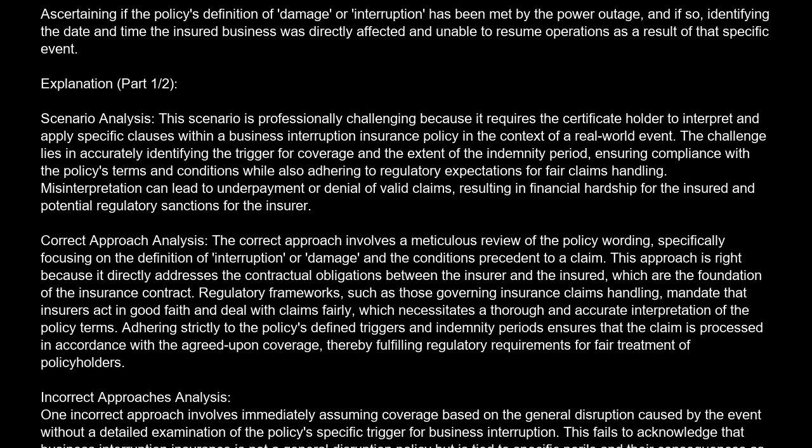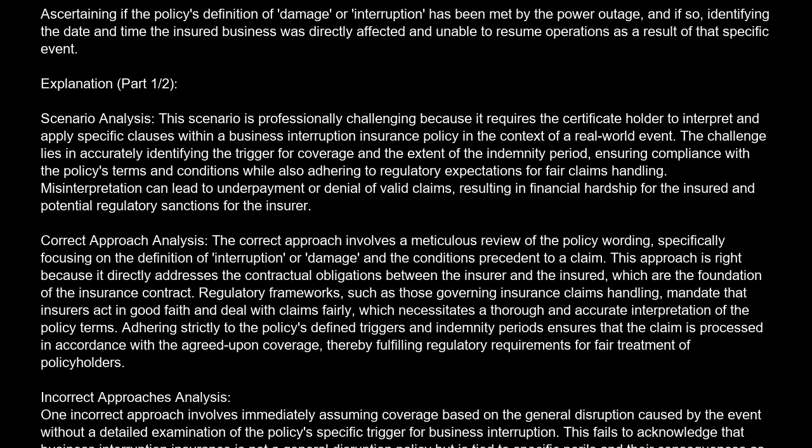Explanation: scenario analysis. This scenario is professionally challenging because it requires the certificate holder to interpret and apply specific clauses within a business interruption insurance policy in the context of a real-world event. The challenge lies in accurately identifying the trigger for coverage and the extent of the indemnity period, ensuring compliance with the policy's terms and conditions, while also adhering to regulatory expectations for fair claims handling. Misinterpretation can lead to underpayment or denial of valid claims, resulting in financial hardship for the insured and potential regulatory sanctions for the insurer. Correct approach analysis.